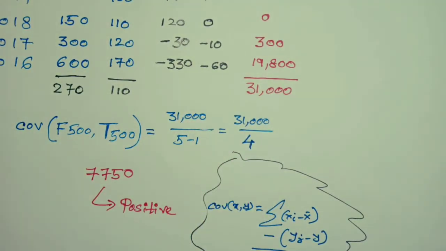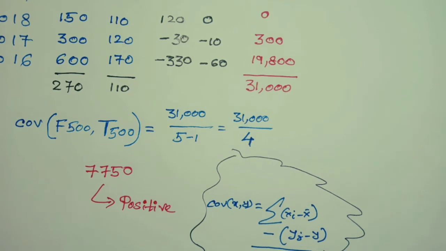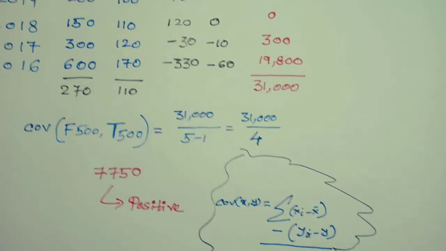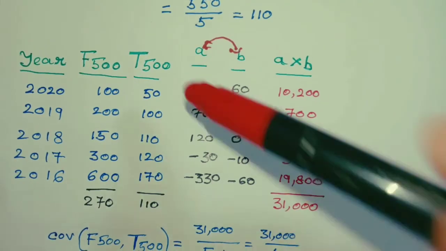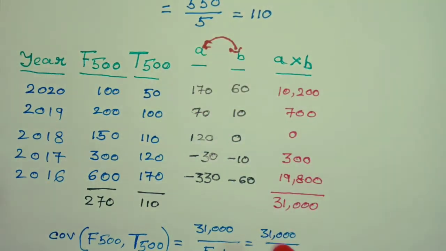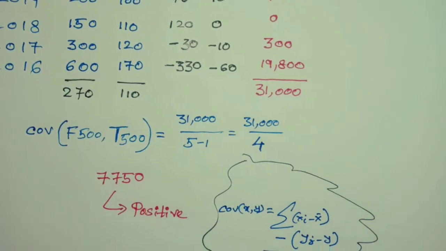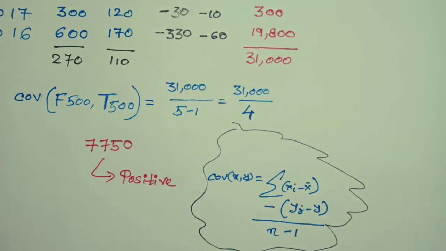Now what does it denote? It denotes that 7750 is a positive number. That means Mr. S can decide that it indicates that the two values of F500 and T500 are going in the same direction. So these two values, F500 and T500, which have been taken as X and Y in this formula, are going in the same direction, and that is why it is shown as positive.